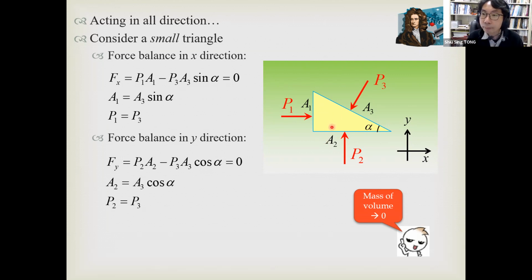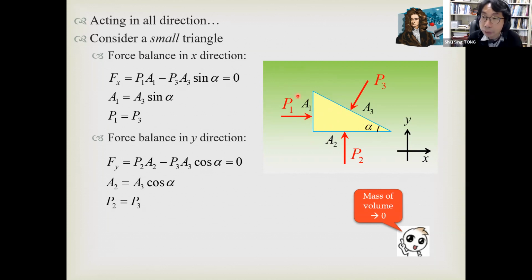Now, I will let you see. I will have a proof for you that the pressure force produced by the atmospheric pressure, or the pressure for other fluids, are the same in all directions. Now, imagine inside a fluid we have a triangular volume.